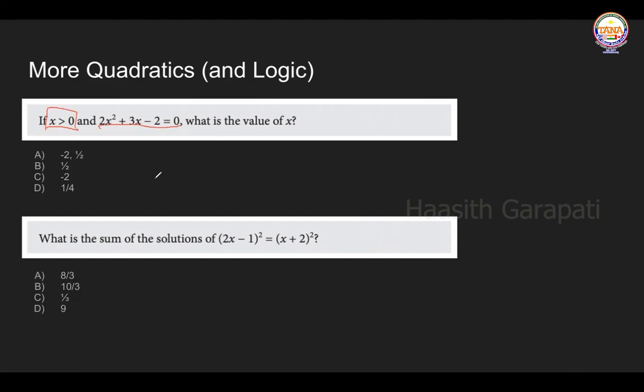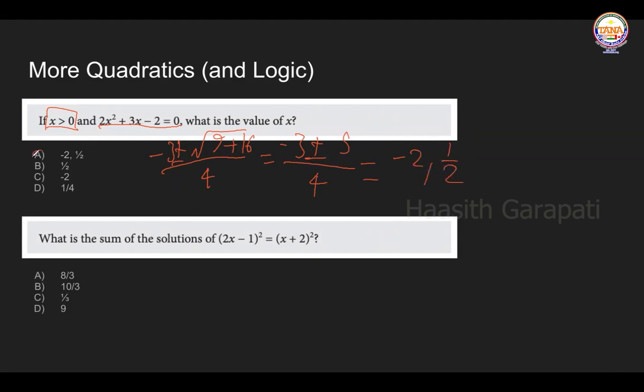Use the quadratic formula, right? -3 plus or minus the square root of 9 minus 4ac. That's going to be plus 16 in this case. Over 2a, which is 4. So -3 plus or minus 5 over 4. The 2 answers we get will be -2 and 1/2.